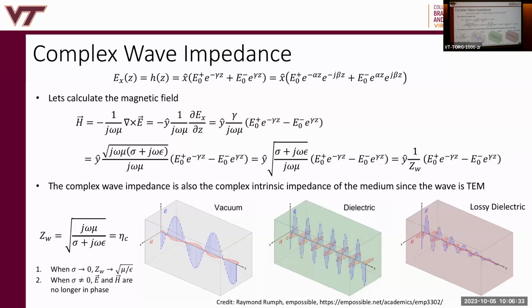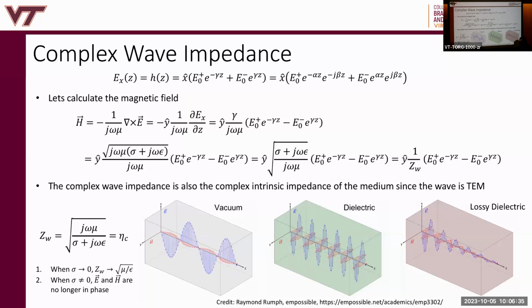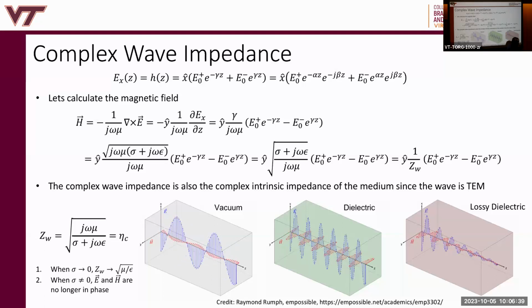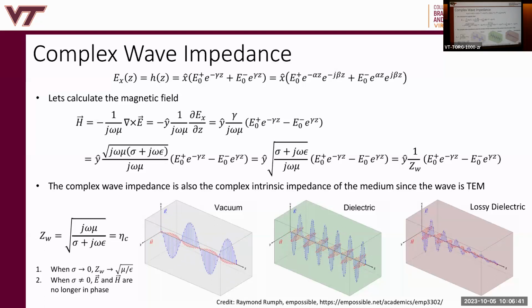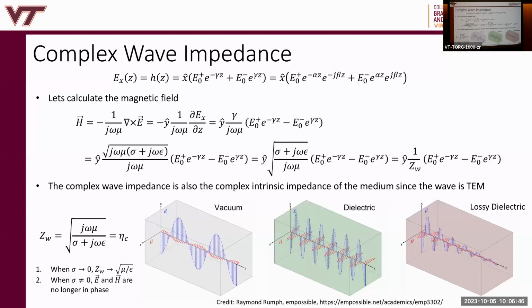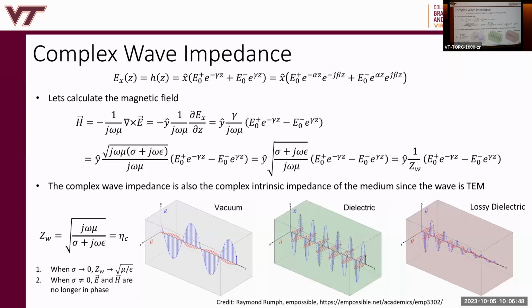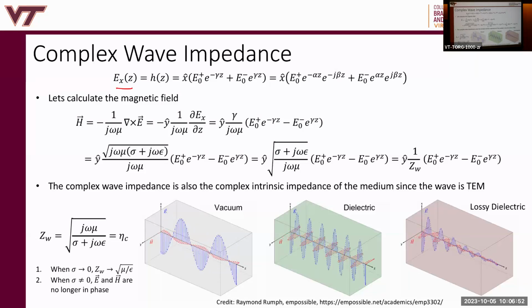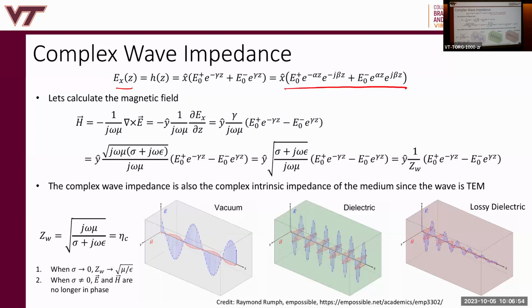Okay, so we know that the wave impedance is E over H, right? The wave impedance is E over H. But when there's loss involved, then we get a complex wave impedance, right? So let's derive that and take a look at that. We have E_x here. We solved the wave equation. We got E_x here, which is H_z, and we had this solution, right?